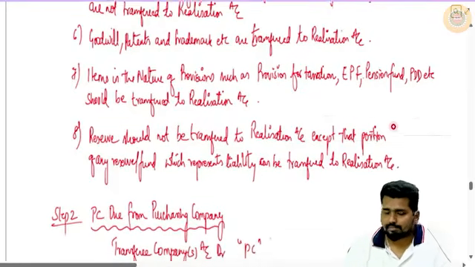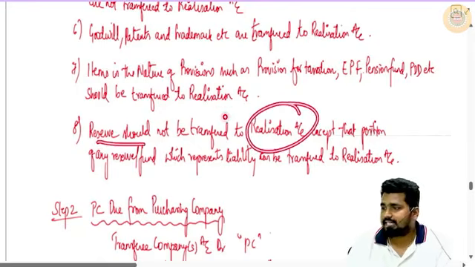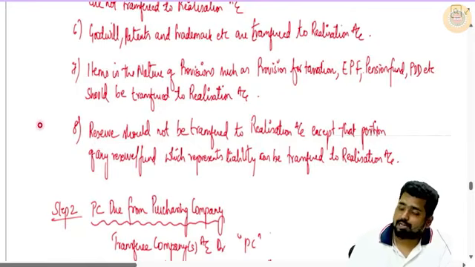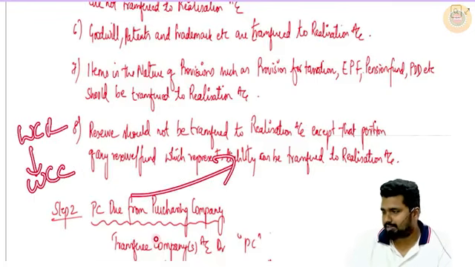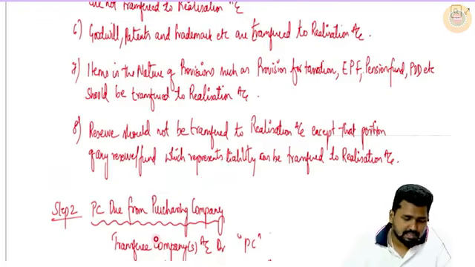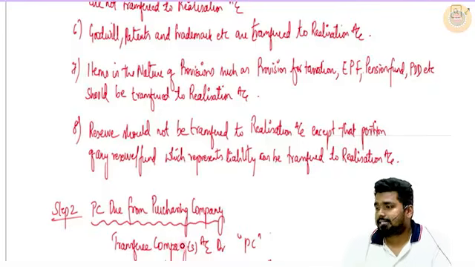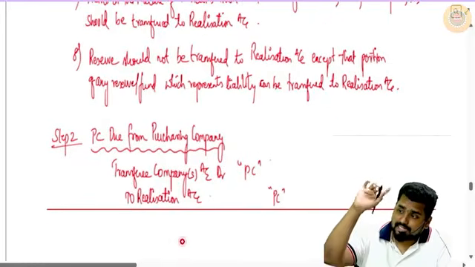Clear? Reserve should not be transferred to realization except that portion of reserve. For example, workman compensation reserve, against which if you are having workman compensation claim, that can be transferred to realization account. But reserves generally should not be transferred to what? Realization account. It should be taken to what? Equity shareholders. I will tell you that.